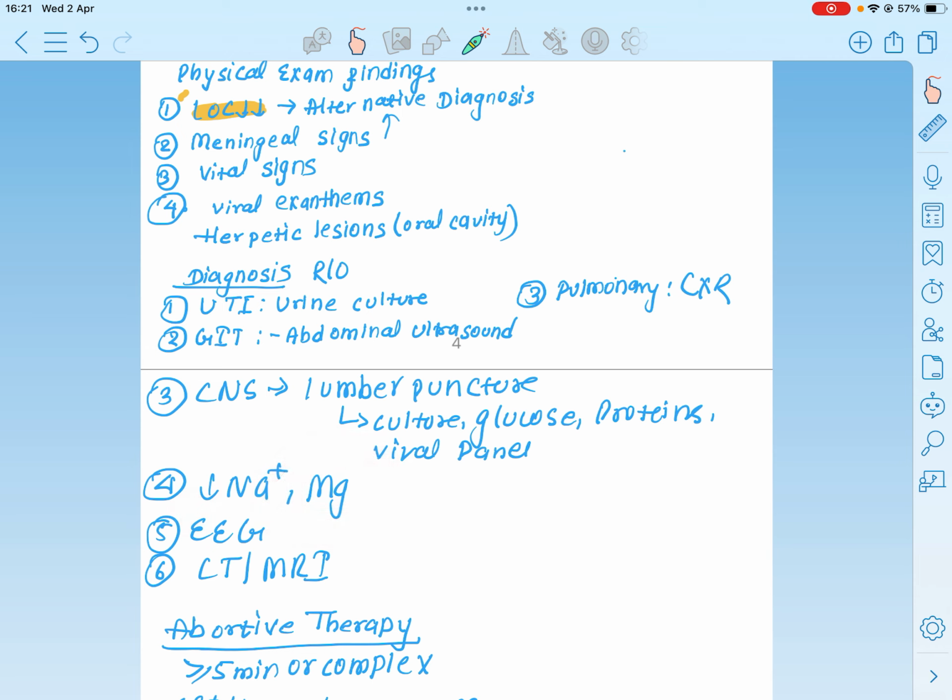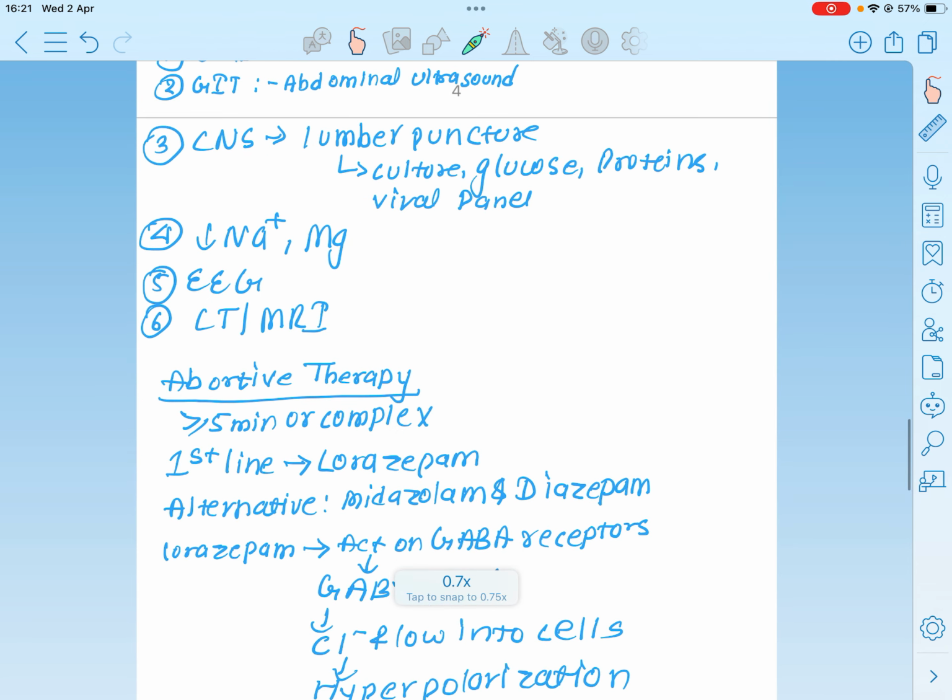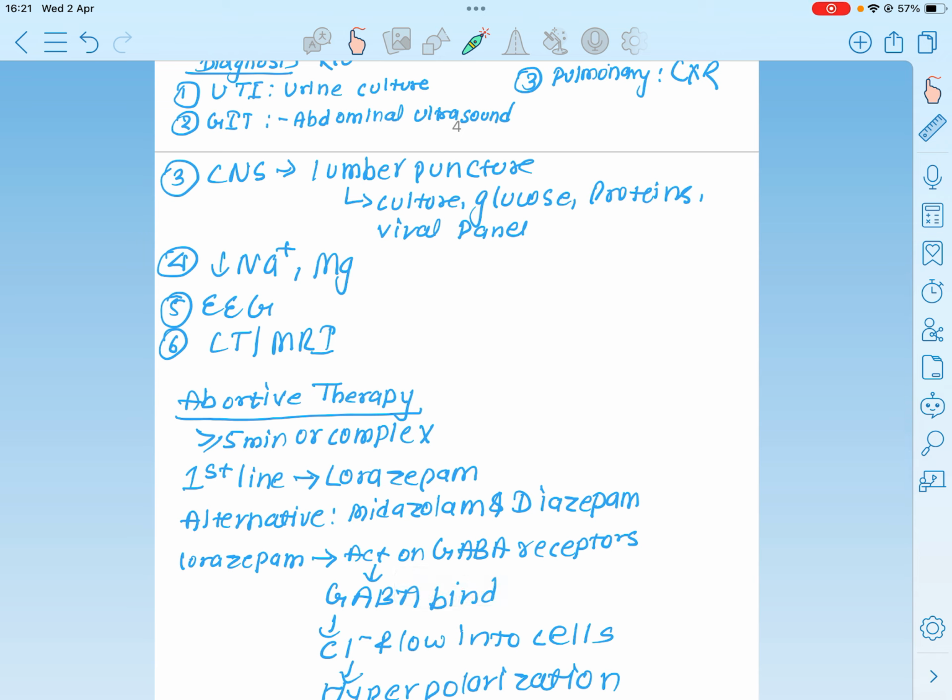Okay, we will differentiate and make the differential diagnosis by ruling out all the system causes.